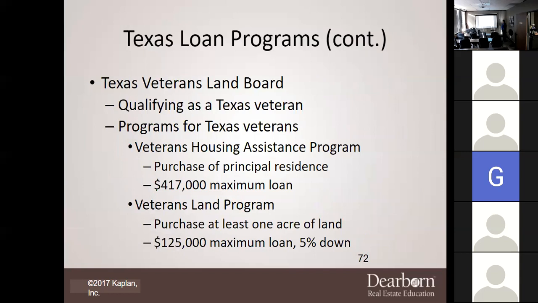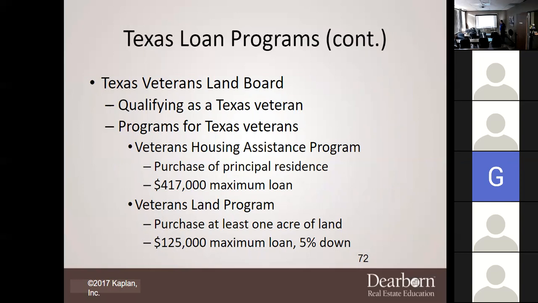Now, there is also the Texas Veterans Land Board, and these qualify as Texas veterans. So you have to be a Texas veteran, and there are programs for those veterans. There is the Veterans Housing Assistance Program, where you can purchase your principal residence, and up to $417,000 is the maximum loan you can get.